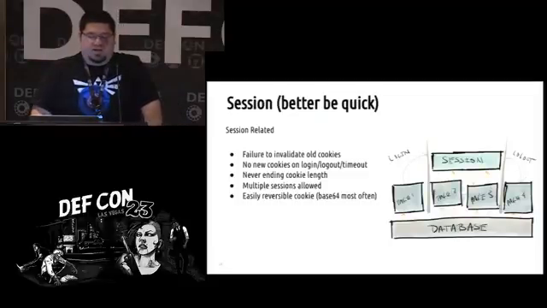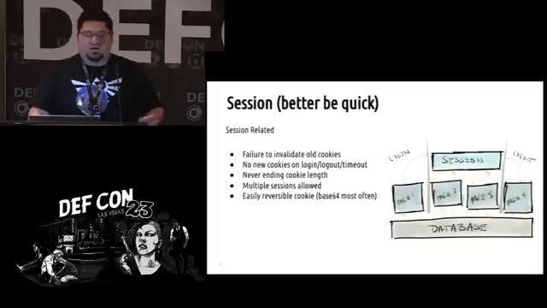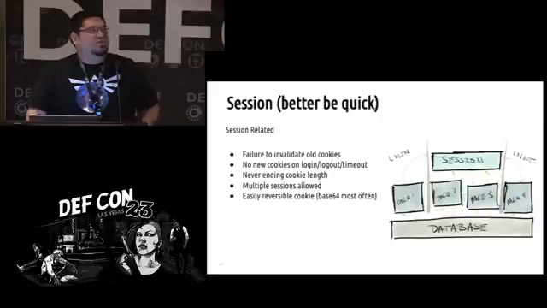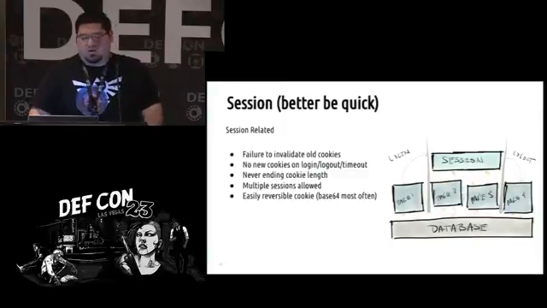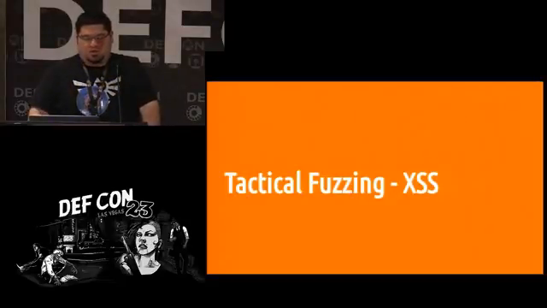So session, the same kind of thing, right? Failure to invalidate old cookies, no new cookies on login, timeout, never-ending cookie length. These are all things you're going to be able to use later when you need to chain bugs, but a lot of times they're out of scope. So either out of scope or unappreciated or duped or something like that. But yeah, you should keep them in mind when you continue testing because they can be chained into bigger issues. So the big part of this one is actually tactical fuzzing.